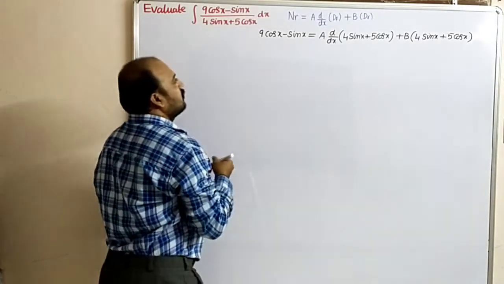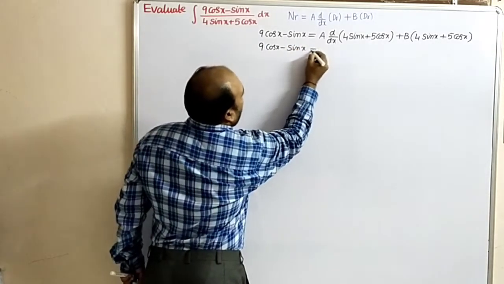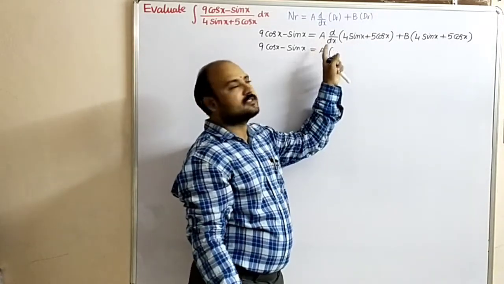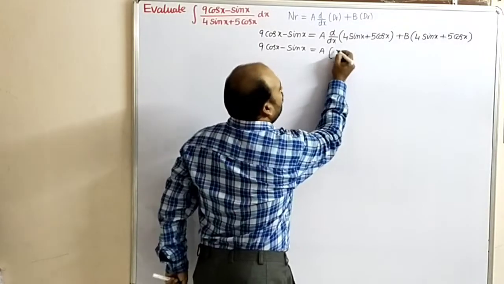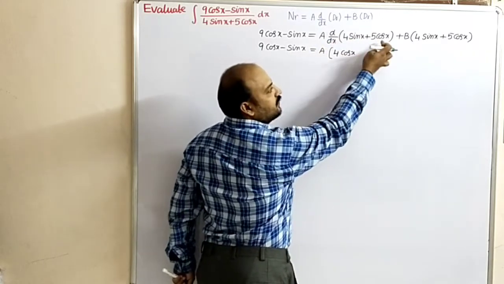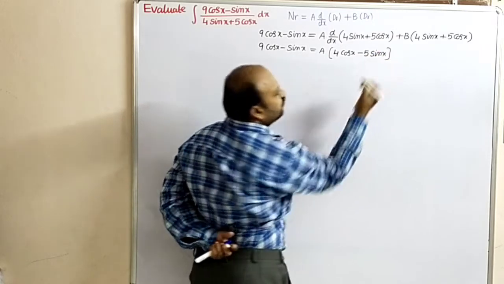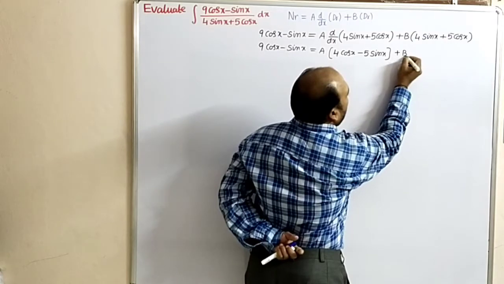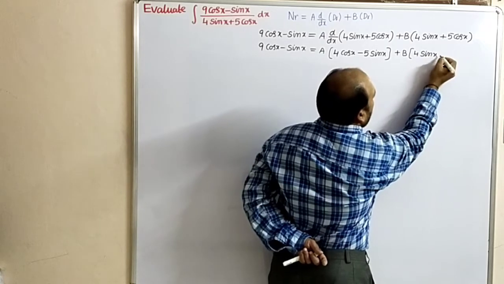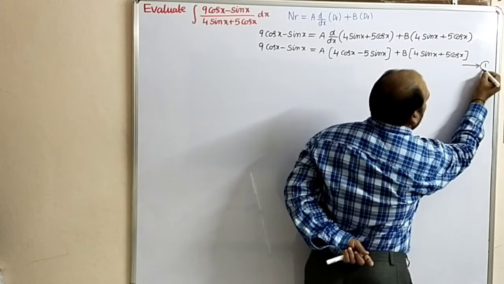Now 9 cos x minus sin x equals capital A into, keep bracket, 4 constant you can take outside of d by dx. d by dx of sin x is cos x, so it will become 4 into cos x. 5 also constant you can take outside, d by dx of cos x is minus sin x, so minus 5 into sin x, plus capital B into, there is no operation here, you can write like this only, 4 sin x plus 5 cos x. You put that as equation number 1.